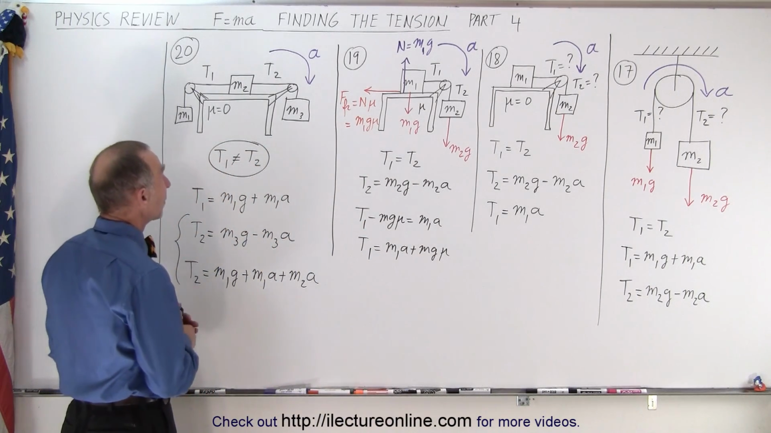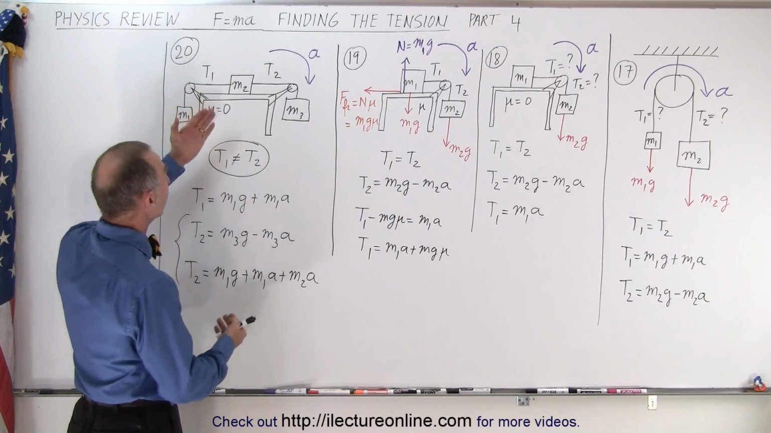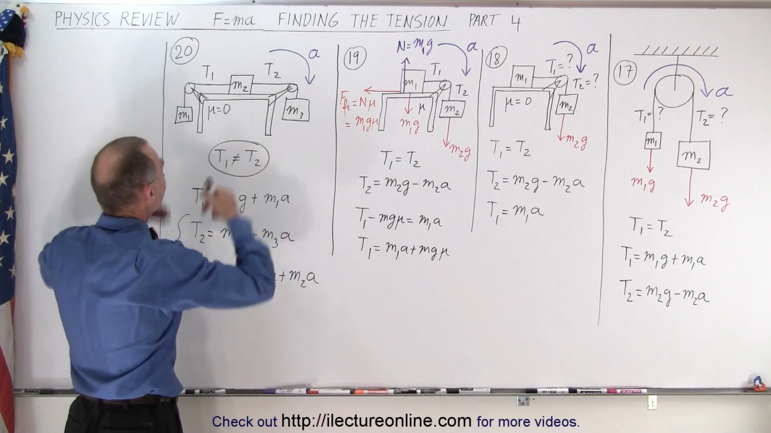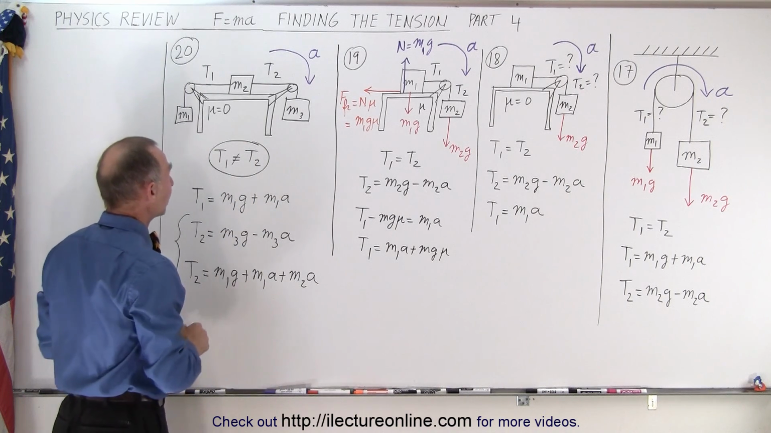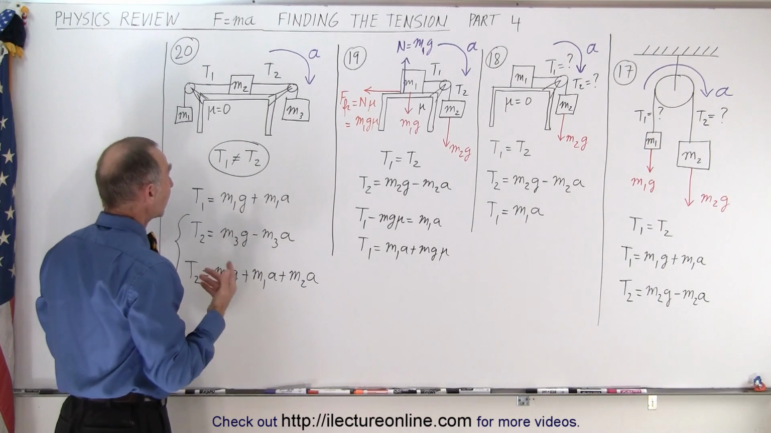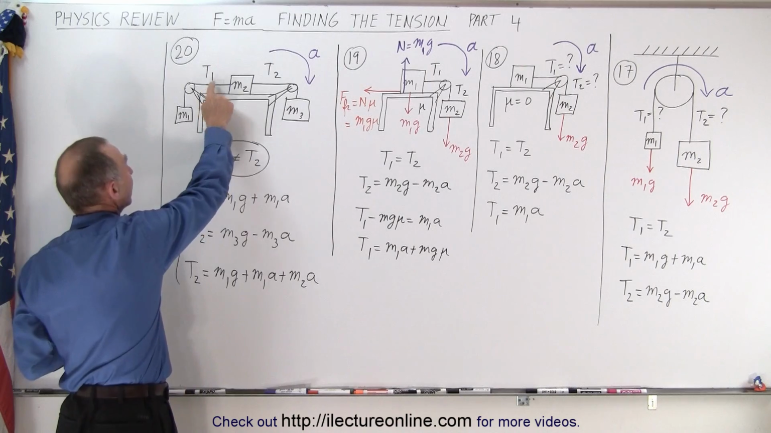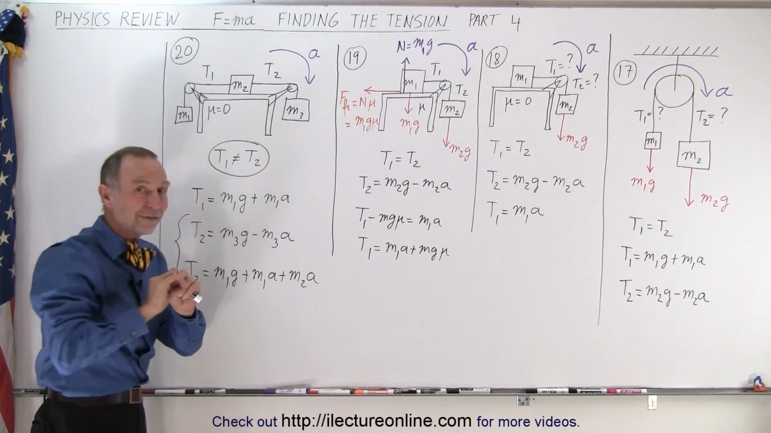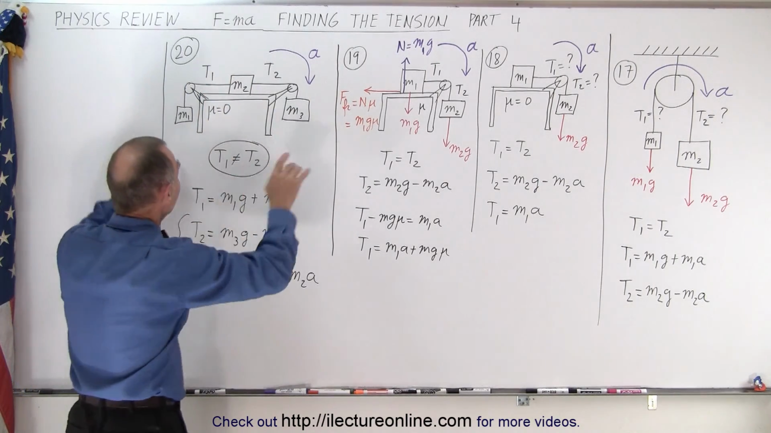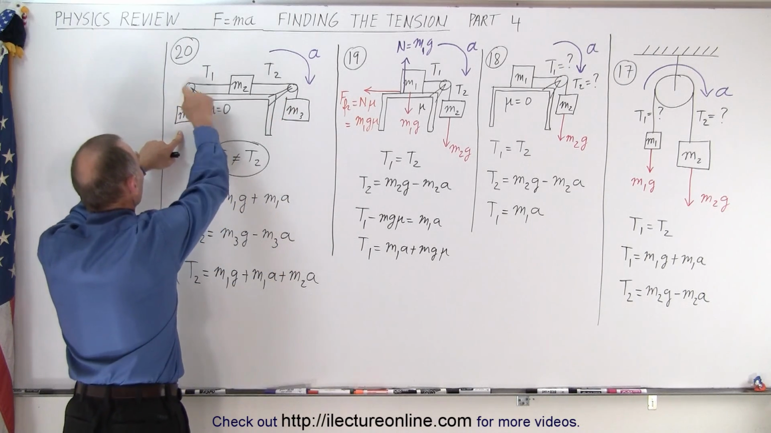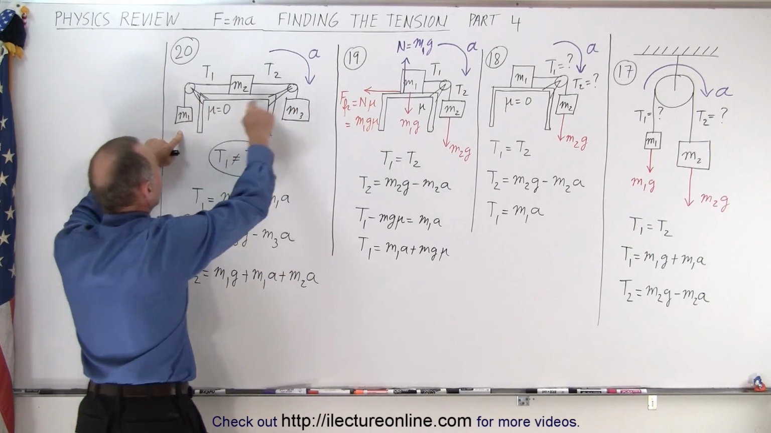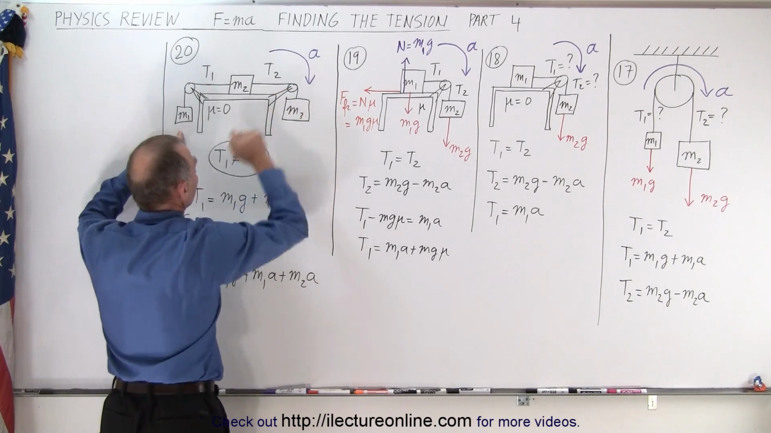Finally, our final example, we have three masses, one on the table, one on each side of the two pulleys, and notice there's no friction on the table. So here we can say that tension 1 is not equal to tension 2. These are two different strings attached to different masses on the outside, so they're not going to be equal to each other. Of course, on both sides of this pulley, the tension is the same. On both sides of this pulley, the tension is the same.